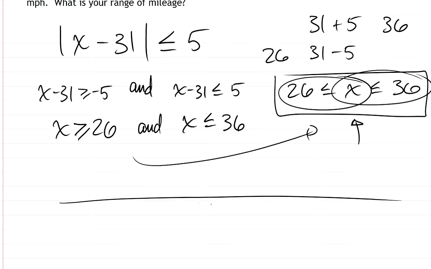Also on a number line, here's the number 36, and over here is the number 26. These are both solid dots, and my x values are all of the things in between. So any x I pick in that range would satisfy this inequality.